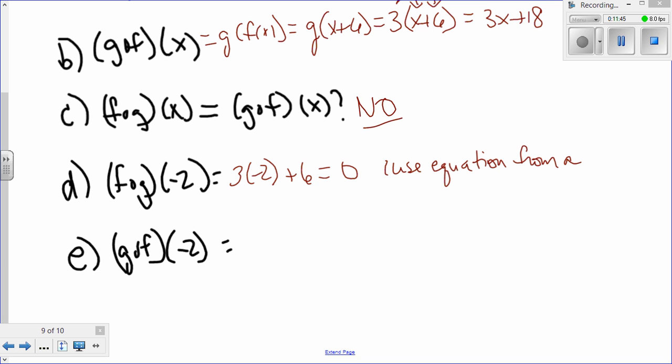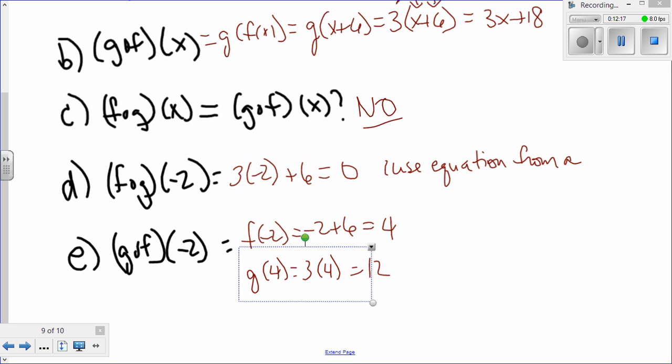So for E, it asks you to find g of f of negative 2. Well, I'll do this one the other method. So I'm going to find f of negative 2 first. And that would give me negative 2 plus 6, which would give me positive 4. Now, I'm going to take that and substitute it into g of x. So I'm going to take g of 4, and it's 3 times 4, which is 12. So you can see clearly from examples D and E that C cannot be a yes.